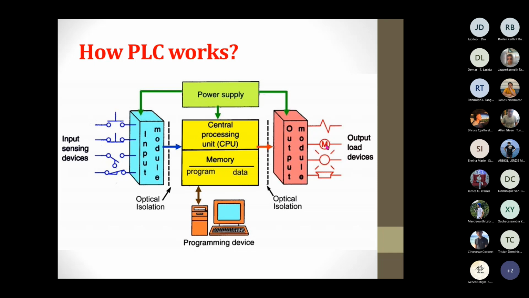whose designation is given by the letter M. This one is a signal light. And the last one is the symbol for the buzzer. Okay, so all loads will be connected in the output module.